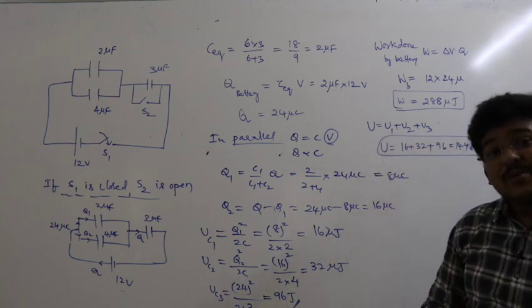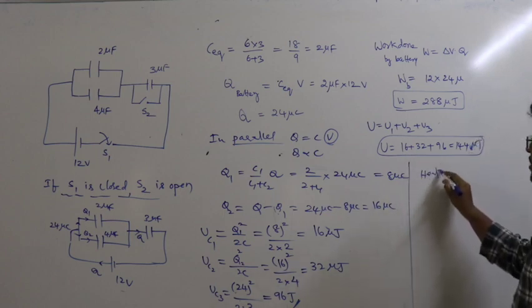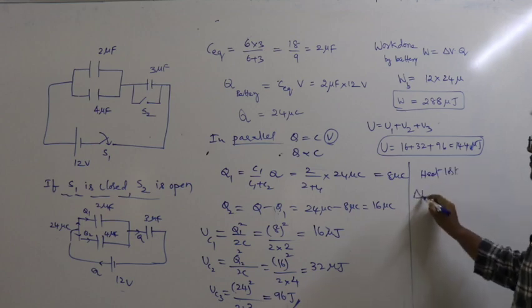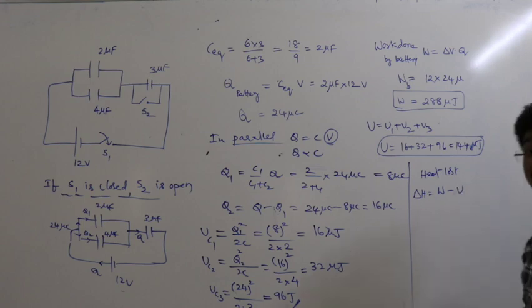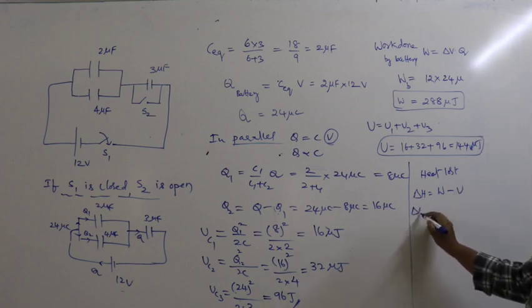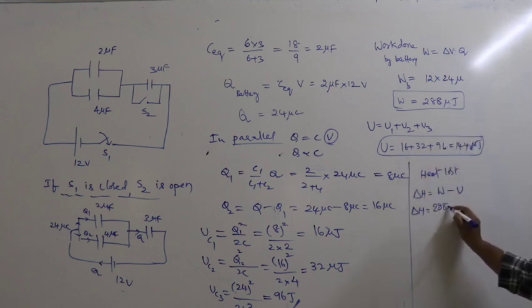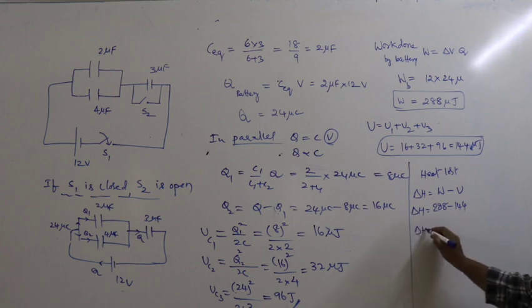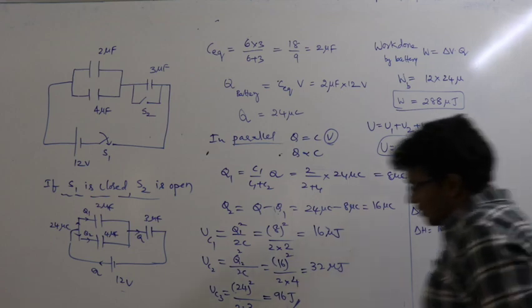Now what about the remaining? That will be called heat lost. Heat lost will be nothing but the total work done by the battery minus the total internal energy stored. So delta H is equal to the total work done by the battery, 288 microjoules, minus 144. You can say exactly 144 microjoules.